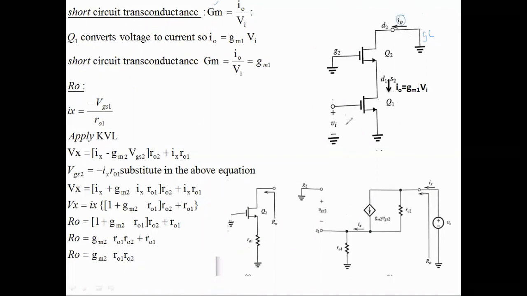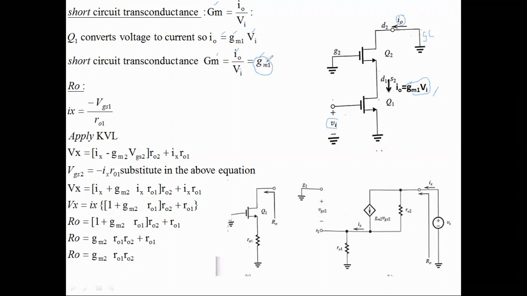Now the applied input voltage is converted into current, that is gm1 into Vi, by transistor Q1. That is the current flowing in the drain terminal of Q1. The same current will be flowing at the source terminal of Q2. So I0 equals gm1 into Vi. So capital Gm, which is I0 by Vi, is equal to gm1. This is the short circuit transconductance of a cascode amplifier.